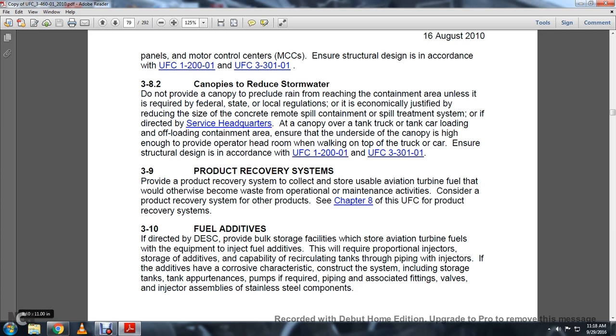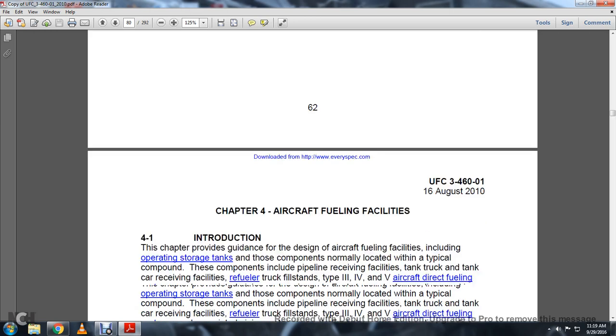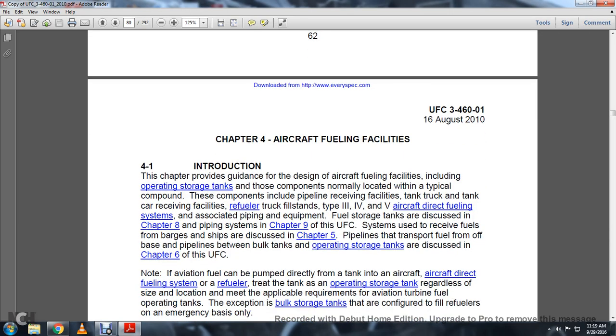3.10 Fuel additives. If directed by the DESC, provide for the bulk storage facility with stored aviation turbine fuels the equipment for injection of fuel additives. This will require the proper injector and storage of the additives, with capability for recirculating the tanks through the piping to the injectors. Due to the corrosive characteristics, consult with the system, including storage in the tanks and tank appurtenances. Pumps are required, and pipe associated with fittings and valves, injector assemblies, and stainless steel components. Chapter 4 Aircraft Fueling Facilities.